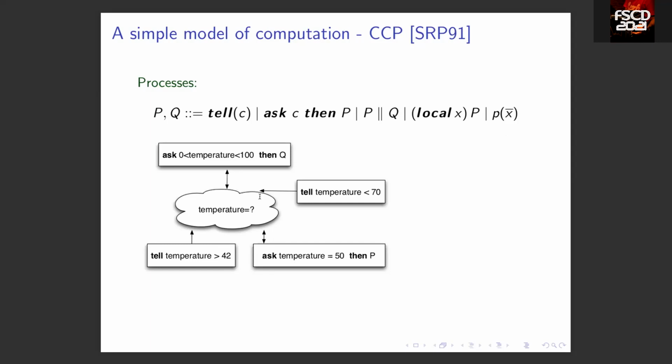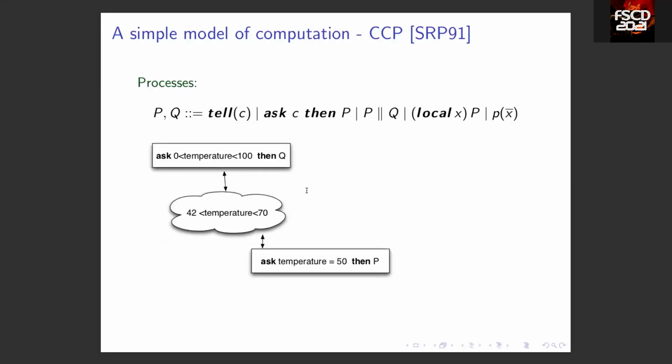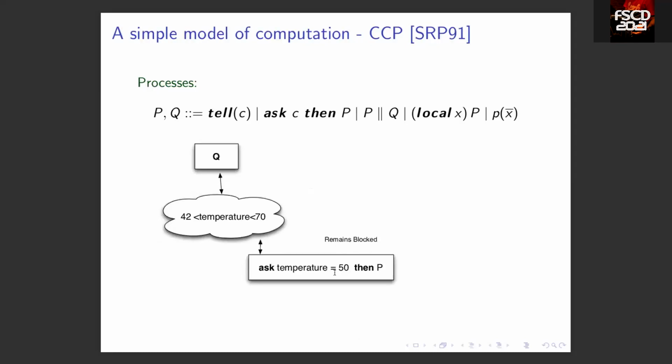As you have the common store, for example, your store could have information about temperature, and you could tell that the temperature is greater than 42, and you can also tell that it's smaller than 70. So this information you can always put in the store. All the information you have, you put in the store. And then you can start, for example, asking information. So for example, this process here is going to ask if the temperature is between 0 and 100, then you can proceed with Q. And this is the case because we know that the temperature is between 42 and 70, so you can always execute this one. But the other one is going to be blocked because this information is not enough for you to guarantee that the temperature is 50. Okay, so this is the idea of CCP.